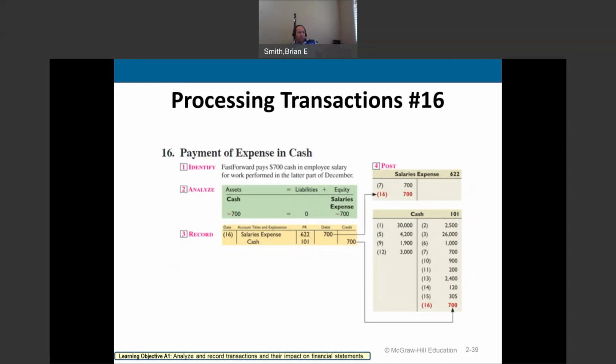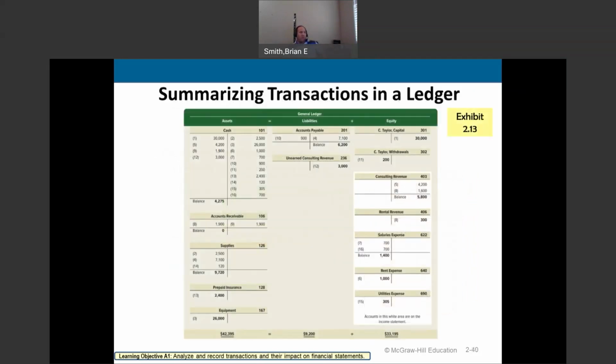Paying for more work performed by our employees, $700. Decrease cash, $700. Decrease equity by $700 under salaries expense. But salaries expense is increasing to reflect how much we paid. So we're going to debit $700. That's its normal balance. And credit cash, $700. It's going down.